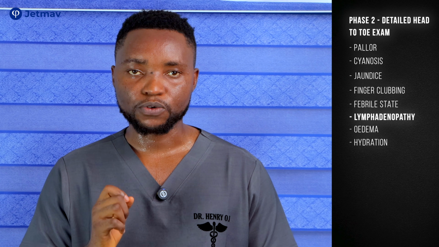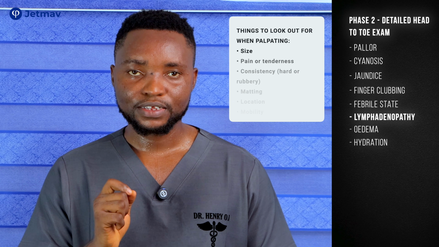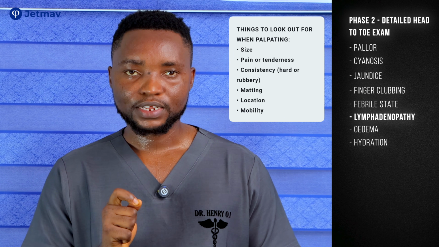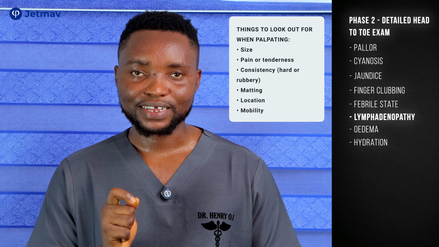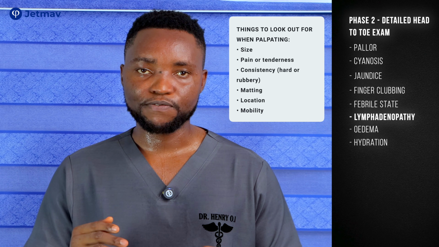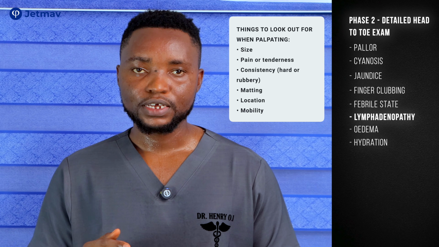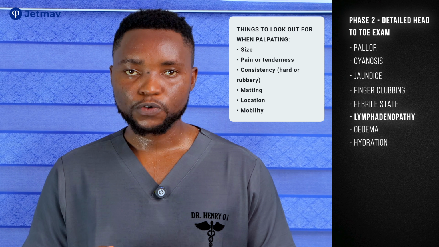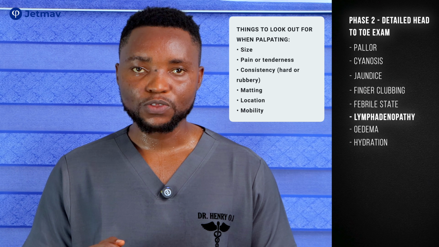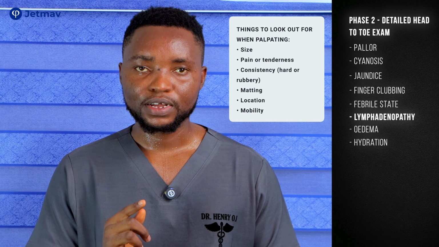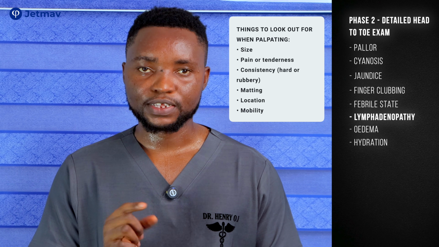When palpating for the lymph nodes, you have to take note of the size, then take note of if there is pain or tenderness when touched, then take note of the consistency, whether it is hard or rubbery. Again, take note of matting, that is whether they feel joined together and move together. Okay, then take note of the location, then also take note of the mobility. So for the consistency, if the node is very hard, it suggests malignancy. Rubbery nodes suggest lymphoma. Then soft tender nodes suggest infection.